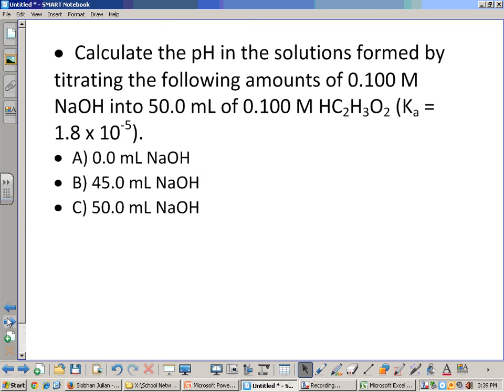Things get much more interesting. So we took care of part A. Things get much more interesting when we move on to part B. What is the pH when we have added 45 milliliters of the sodium hydroxide into the 0.1 molar acetic acid solution? Now this is going to be a two-step problem.